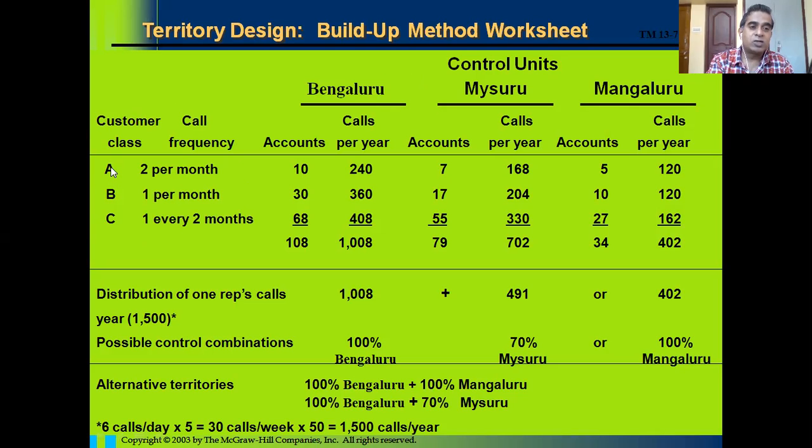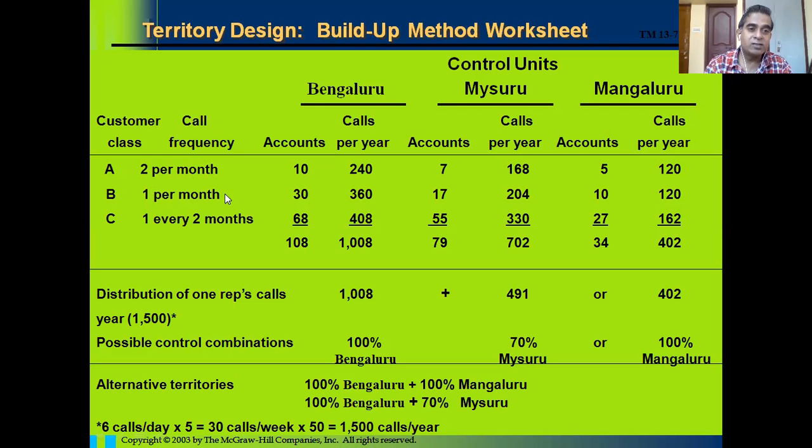The customers of this company are classified into 3 groups, A category, B category, and C category. Of course, A category customers are more potential, B category customers are moderately potential, and C category customers are low potential. Look at the call frequency. For A class customers, minimum 2 visits per month are required. For B category customers, minimum 1 call per month is required.